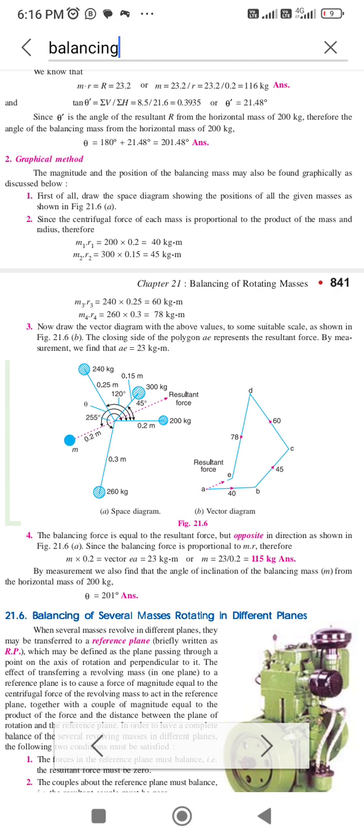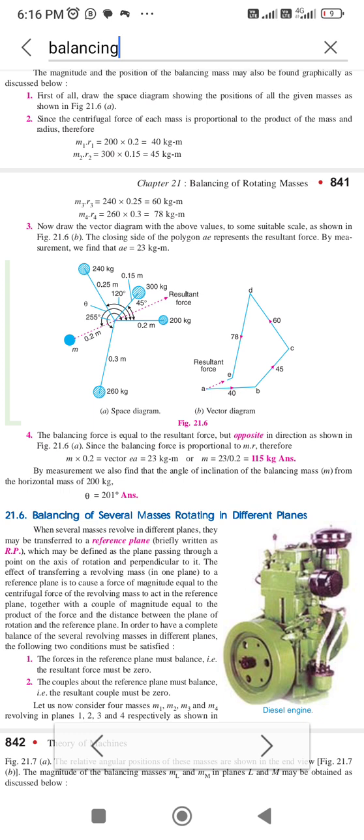From the point C we draw a line that should be parallel to the third mass, and the fourth mass, the value of M4 into R4, is 78. That line should be parallel to the fourth mass. The closing triangle is a must. So from the point E to A we draw a line. This is the distance of the balancing mass, so that distance should be measured.